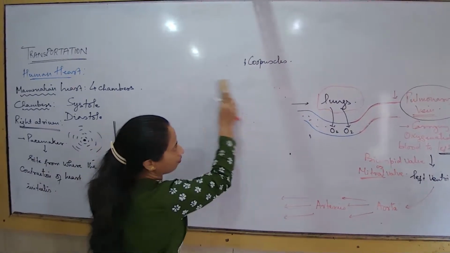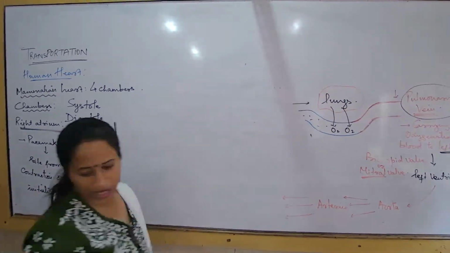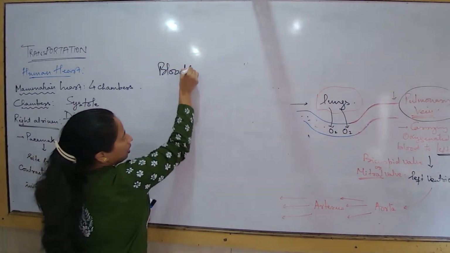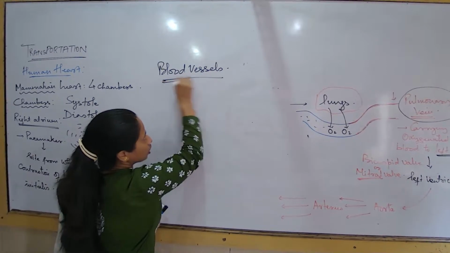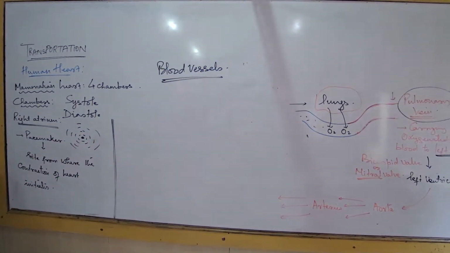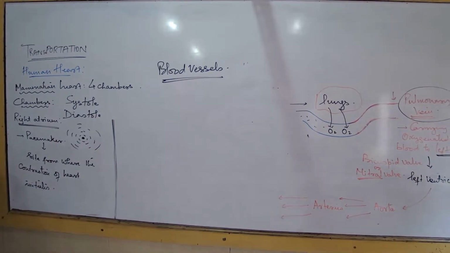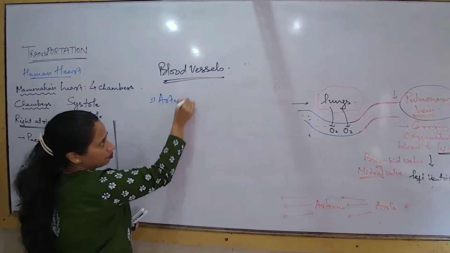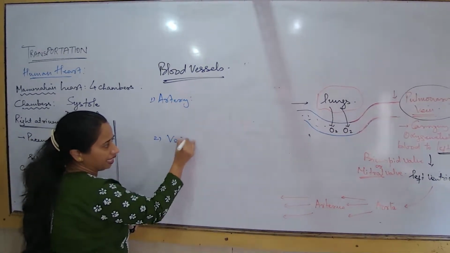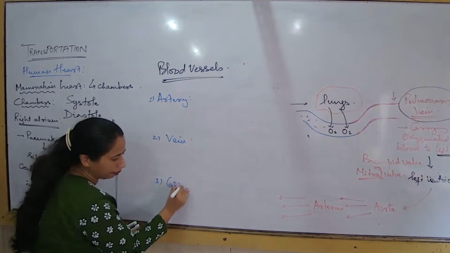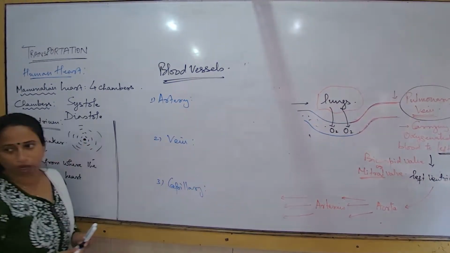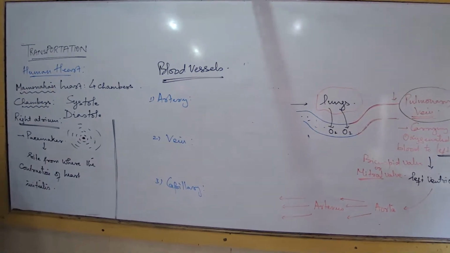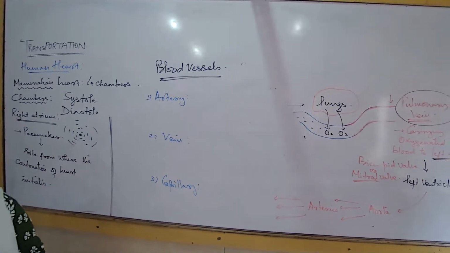What are the different types of blood vessels? Let us try understanding the three major types of blood vessels. We talk about blood vessels now. What are blood vessels? Blood vessels are tube-like structures which carry blood from one region to the other. What are the different types of blood vessels? One is arteries, the second veins, and third capillaries. Artery, veins, capillaries.